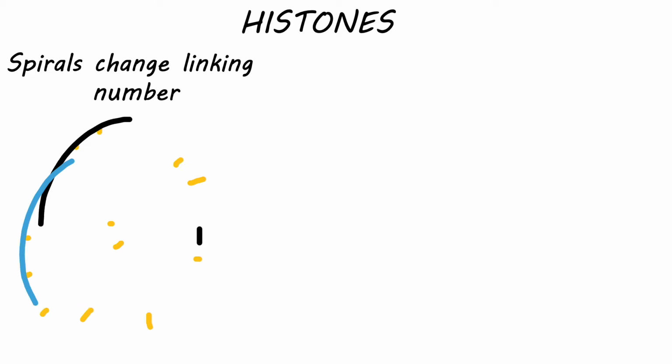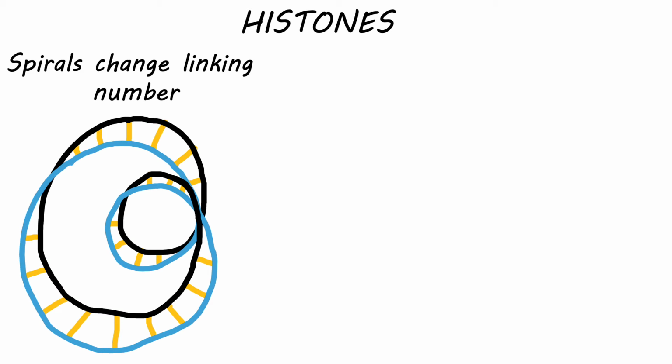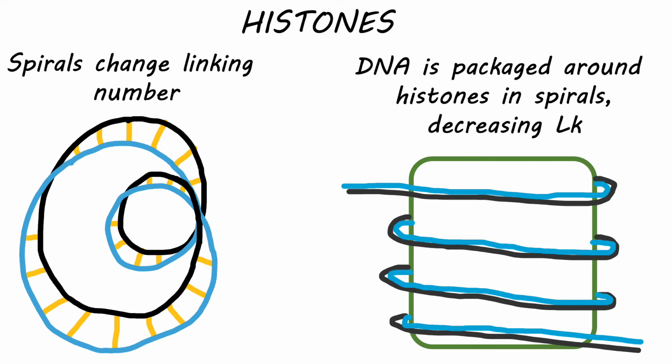Spirals can increase or decrease linking number depending on whether they are right or left-handed. Almost all DNA is packaged as spirals around histones. Normally, DNA is right-handed and forms left-handed spirals around histones, which contributes to the negative supercoiling of DNA.